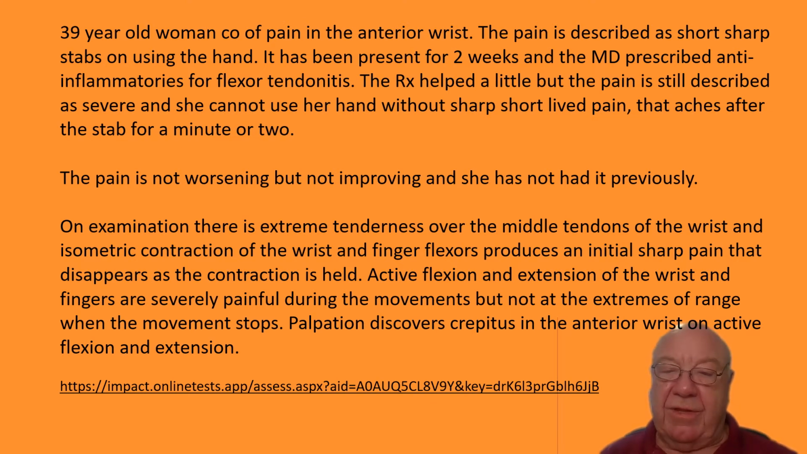Active flexion and extension of the wrist and fingers is severely painful during the movements, but not the extremes of range when the movement stops. Similarly, passive flexion and extension does much the same thing as well. You feel crepitus over the anterior wrist on active flexion and extension. Okay, so the questions are this: what's the diagnosis, what's the treatment plan, and what's the etiology?